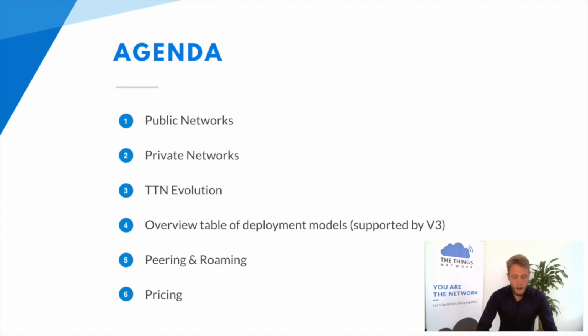Today, I'm going to talk about the different deployment models. So public networks and private networks. Also about the Things Network technology and how we cover the needs for these different networks. I give an overview of the deployment models and also how they are supported by version 3 and our commercial offerings. And finally, I'm going to cover peering and roaming as well as example pricing.